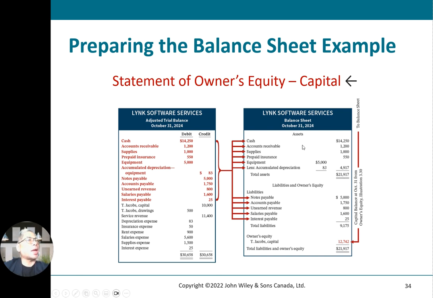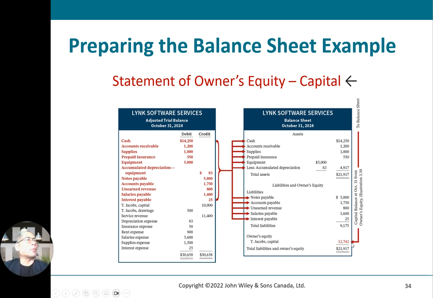you got total assets 21,917. After you put the assets, then you're going to start working on the liability side. The liability side starts with the note payable 5,000, and then accounts payable 1,750, and unearned revenue, which is 800, salaries payable 1,600, interest payable 25. You tally up, you got 9,175. Total liability, you tally up all the liabilities, you got 9,175. And from the previous slide, you got the owner's equity 12,742.